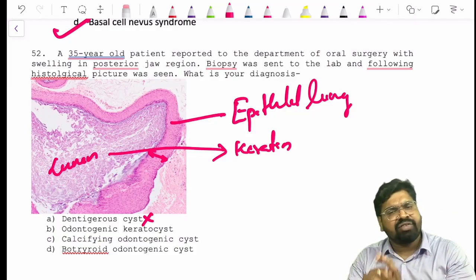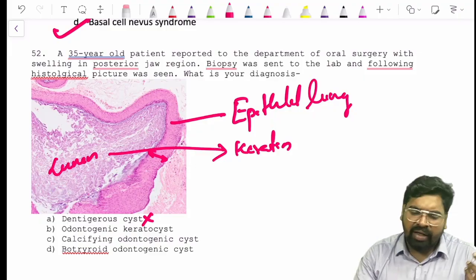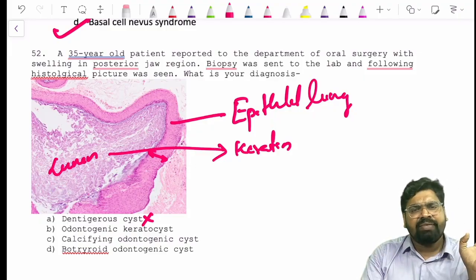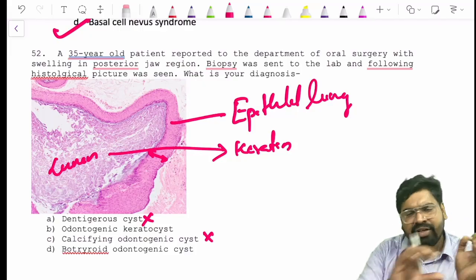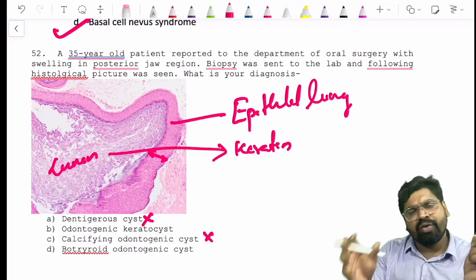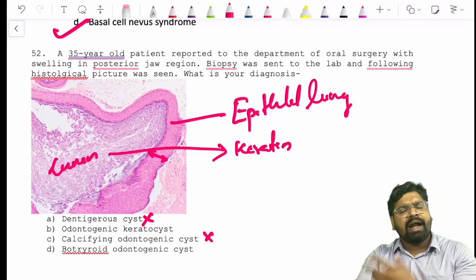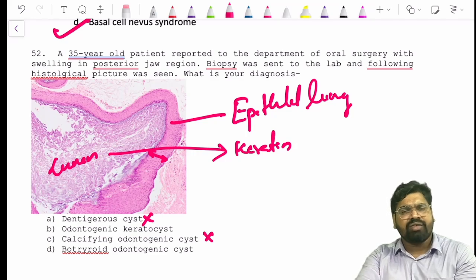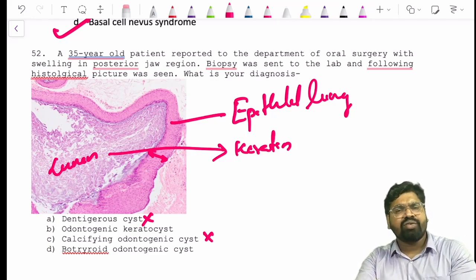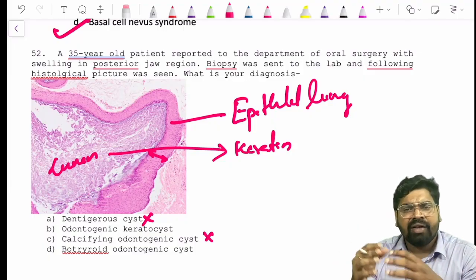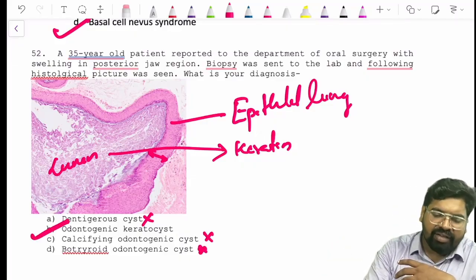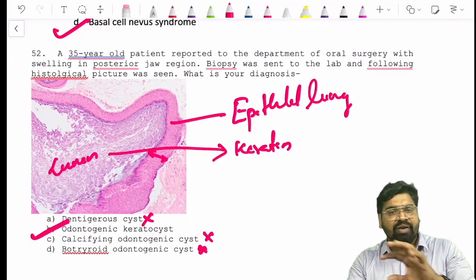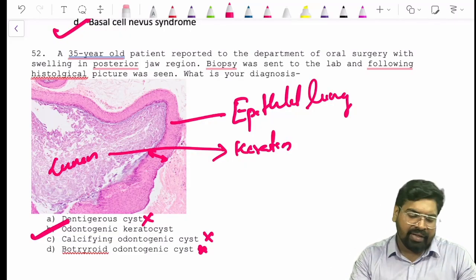The epithelial lining does not show any kind of ghost cells or anything. It is just a stratified epithelium which is keratinized, so it is not a calcifying odontogenic cyst. It is not showing any kind of plaques. It is of uniform thickness everywhere. It is not a lateral periodontal cyst or a botryoid odontogenic cyst. Lateral periodontal cyst or botryoid cyst usually show multilocularity, and there will be epithelial plaques, which are not shown here. So the best answer is odontogenic keratocyst here, because the lumen is showing a lot of keratin.